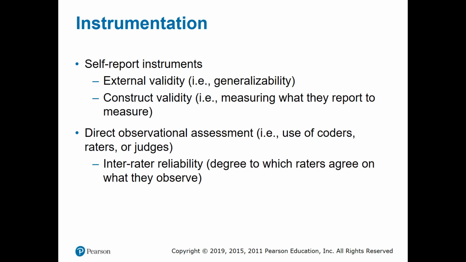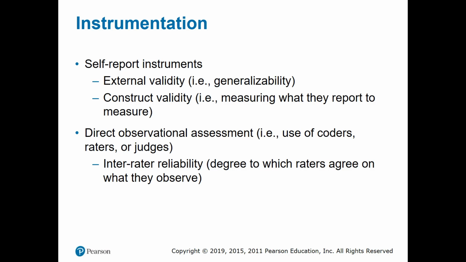Instrumentation, so these would be things like different tools or surveys or other instruments that we may use. So self-report instruments, these are ones in which people answer or respond to specific questions or information. External validity and construct validity are here, so the results could be generalizable back to the population, and also the instrument is measuring what it's reported to measure. So these are considerations that we'd have with some of these self-report instruments.